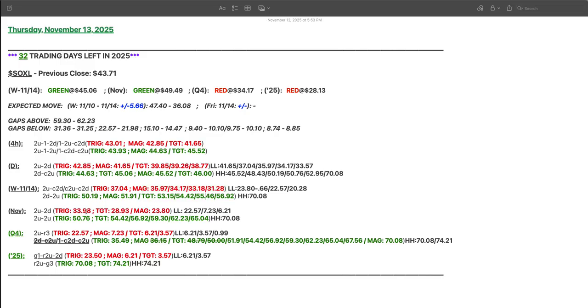On the month, again, we're still an inside month. We've got to get down to 33.98 to trigger to the downside and get up to 50.76 to trigger to the upside. So once again, we're in the middle of that range now. I don't see us breaching either of those values tomorrow or on Thursday.